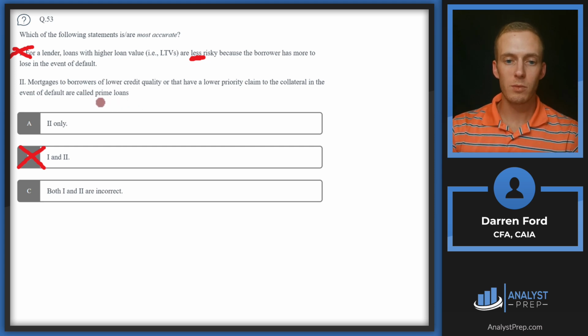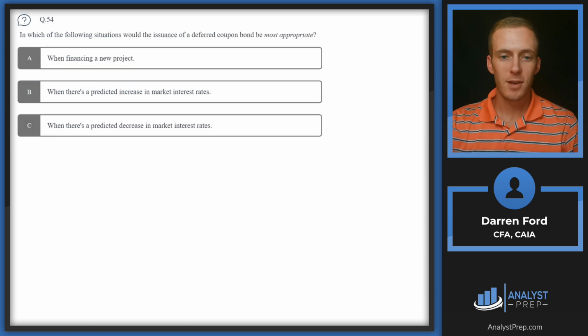So prime loans are going to be good borrowers, so they would normally have a higher credit quality, or we would have a higher priority claim. So this would be what we would call subprime loans. So statement two is also not accurate. So we can cross off A and go with C. Both statements are inaccurate. Question 54.